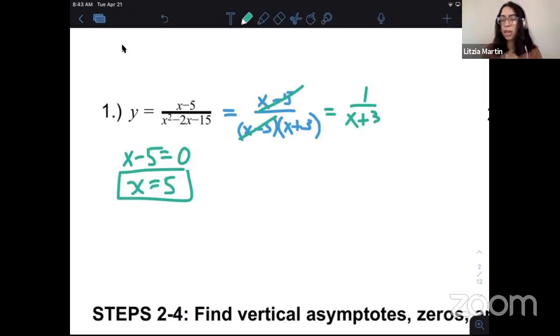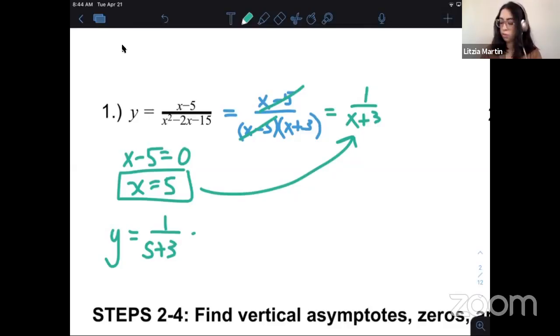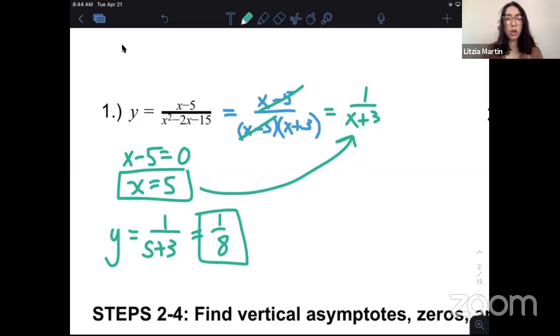Then you plug that into the simplified function, and that's where I think there may have been some mistakes. So always plug that x value of the hole into the simplified function. You plug it into 1 over x plus 3, which gives us 1 over 8 in this case. So your hole is going to take place at (5, 1/8).